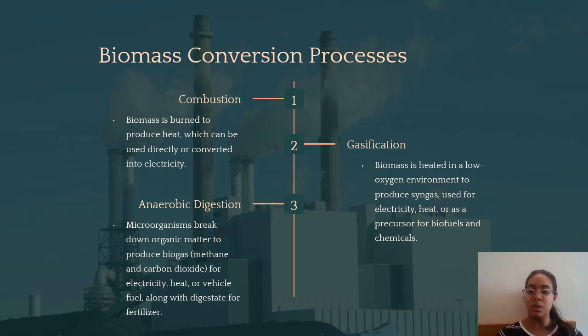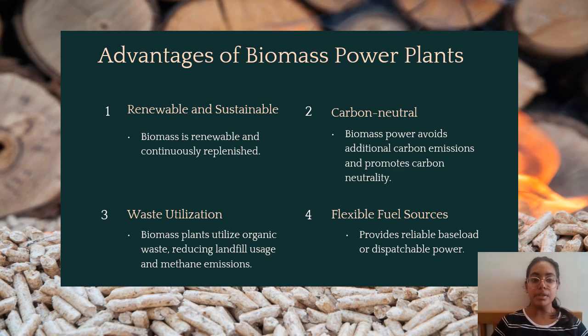Biomass is heated in a low oxygen environment to produce syngas used for electricity, heat, or as a precursor for biofuels and chemicals. Next comes anaerobic digestion. Microorganisms break down organic matter to produce biogas, methane and carbon dioxide, for electricity, heat, or vehicle fuel, along with digestate for fertilizer. Now coming to the advantages of biomass power plants.